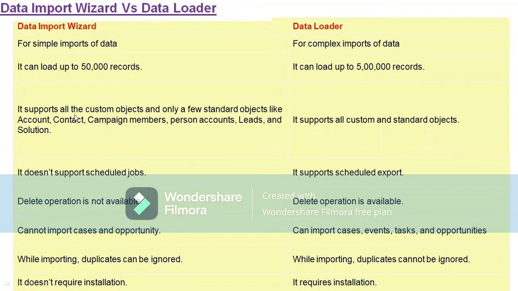Another thing is that data loader supports all the custom objects and only a few standard objects. As I told, we have also seen that it is limited to some objects only, so you can check those objects. If you want to perform actions on account, contact, campaigns, you can do that. But if you really want to go with all custom and all standard objects, then you have to go with data loader. So the first thing to check is 50,000 versus 5 lakh records: whether my data will be holding a huge number of records. With that you have to select whether it is data loader or data import wizard.